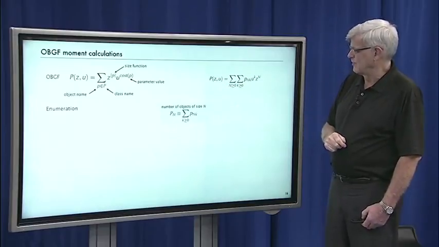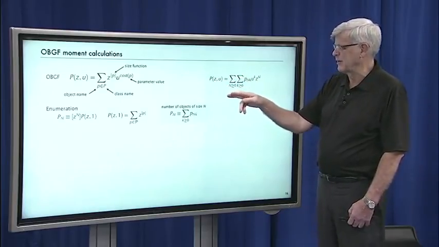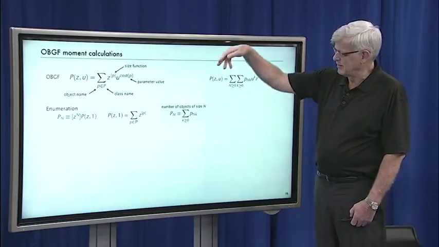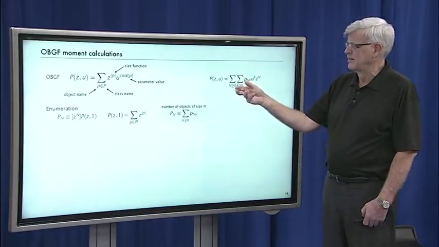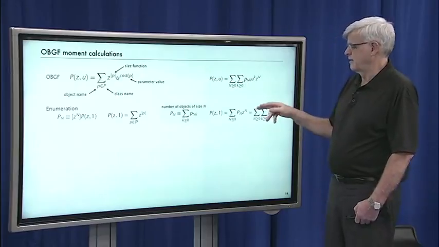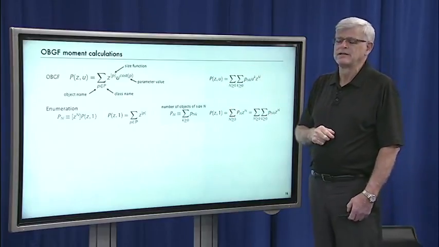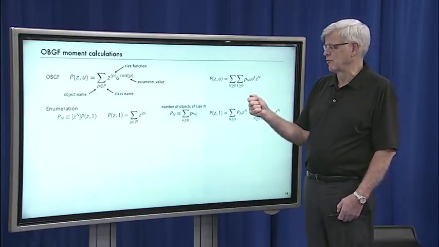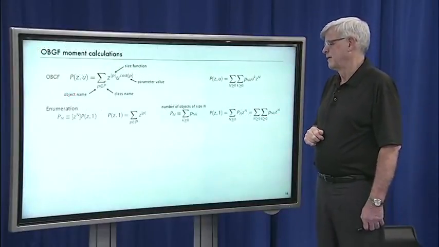From the ordinary bivariate generating function, how do you get that? Well, it's just the coefficient of z^n in the bivariate generating function evaluated with u equals 1. So that's P(z,1), then the u goes away. It's just the sum over everything in the class, z to the size of the object. But again, that can be collected with all the ones of the same size. That's exactly the same as p_n z^n. So p_n is the coefficient of z^n in the ordinary bivariate generating function evaluated at u equals 1. Or you can do the sum and substitute p_{nk} in there again and get back to P(z,u). Okay, so that's enumeration. And again, this math over here is not really needed except to check your understanding of what's going on.